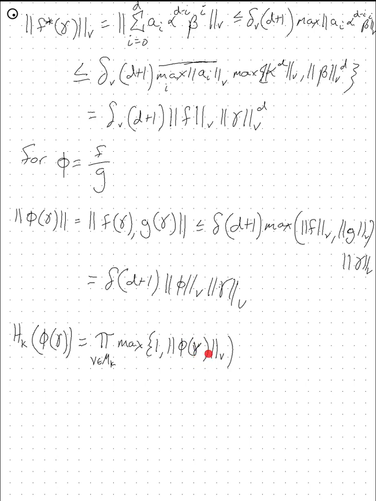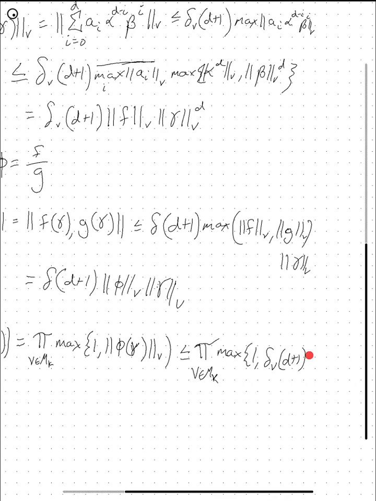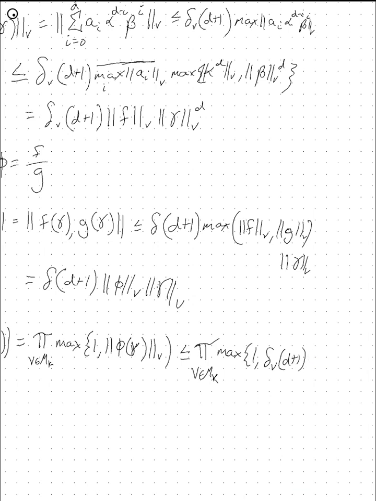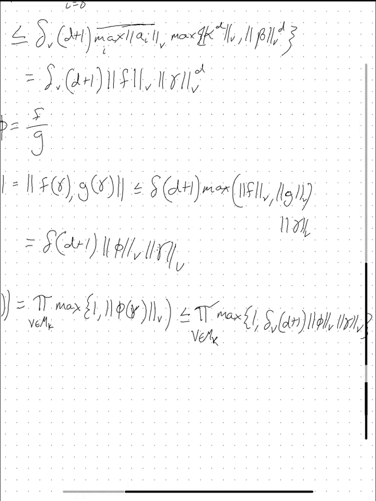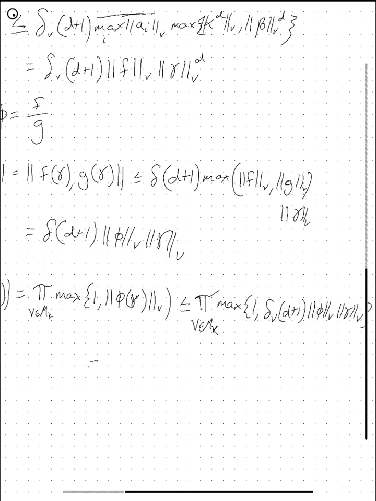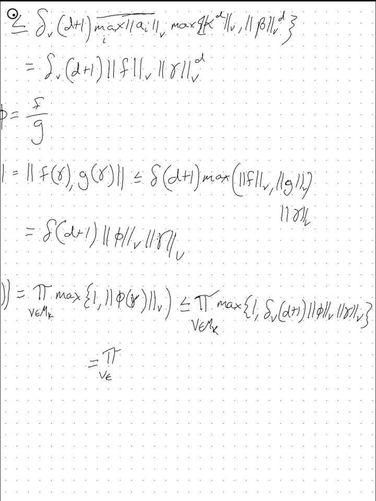So for each one of these that is greater than 1, we can replace it using this inequality up here. So we can rewrite this as the product over nu in our places of the max of 1 and delta nu of d plus 1 times the magnitude of phi times gamma. And so this delta is always greater than or equal to 1, by definition, so we can pull it out of the max function.